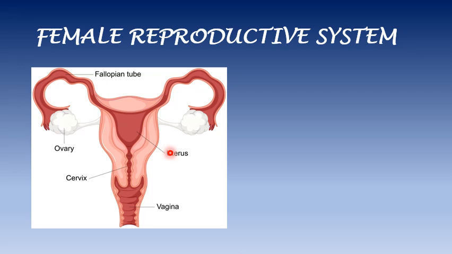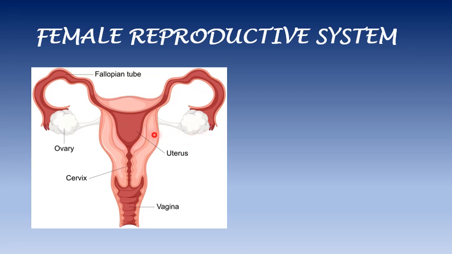Now let us study the organs. What are the different parts present in the female reproductive system, and what is the function of these parts? Let us understand now. The first part you are seeing here, the two light-colored structures, are called the ovaries.